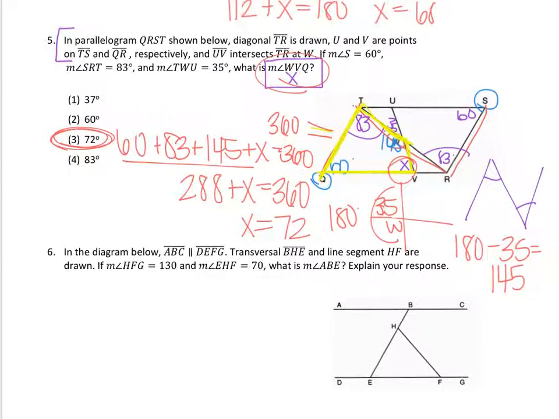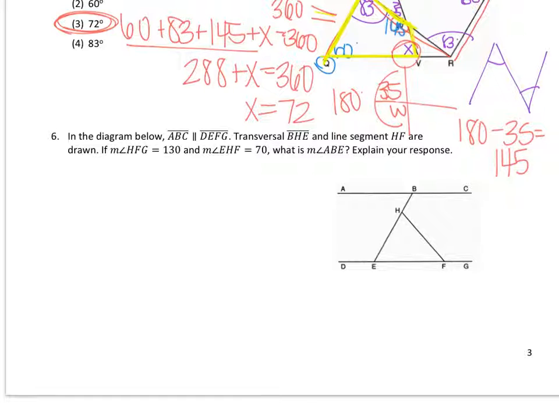The last question in your notes here today says, in the diagram below, ABC is parallel to DEFG. Transversal BHE and line segment HF are drawn. If the measure of angle HFG is 130 and angle EHF is 70, what's the measure of angle ABE? So again, I'm going to choose to call this X here.